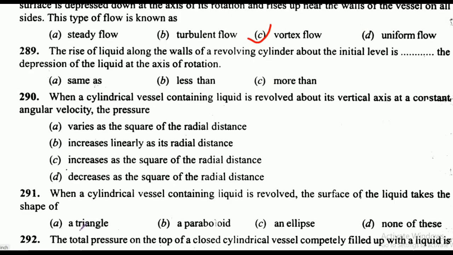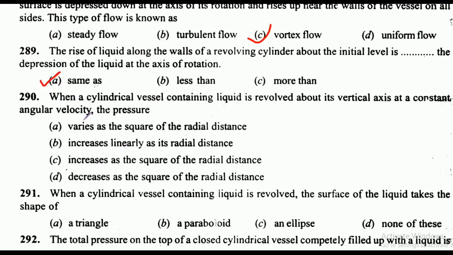Next is, the rise of liquid along the walls of a revolving cylinder about the initial level is dash the depression of the liquid at the axis of rotation. Options are same as, less than, more than. So here friends, the correct answer is option A, that is same as.